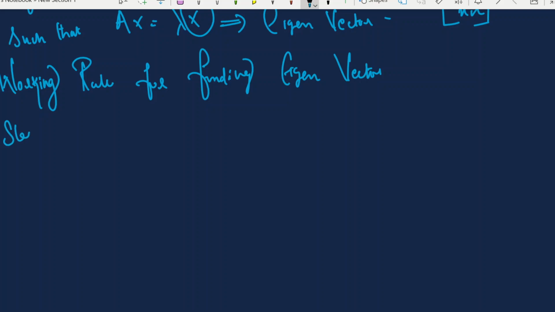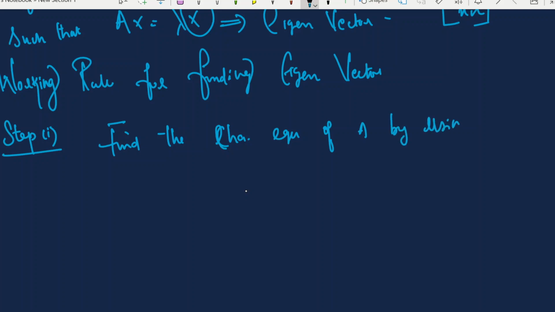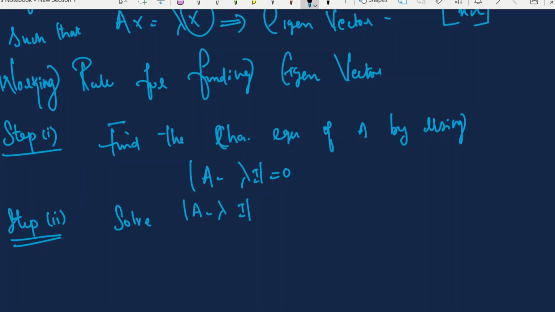Step 1: find the characteristic equation of A. What is the condition for finding the characteristic equation? Determinant of A minus lambda I equals 0. Next, step 2: solve determinant of A minus lambda I equals 0. So we will get the values of lambda.